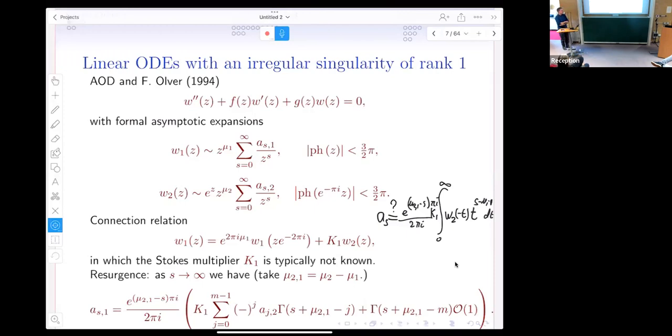Again, this is a divergent expansion. But if you replace these gamma functions just by their integral representation and play around, and you deal with divergent series, then you seem to end up with something like this: A_S is equal to a constant times an integral of the second solution, W2 at minus t, times t to some power, S minus mu1 minus 1. But that can't be true, because we don't make any assumption about what happens in the finite plane. I have no idea what happens near the origin. We only assume that at infinity we have an irregular singularity of rank 1. So that's one reason that it can't be true.